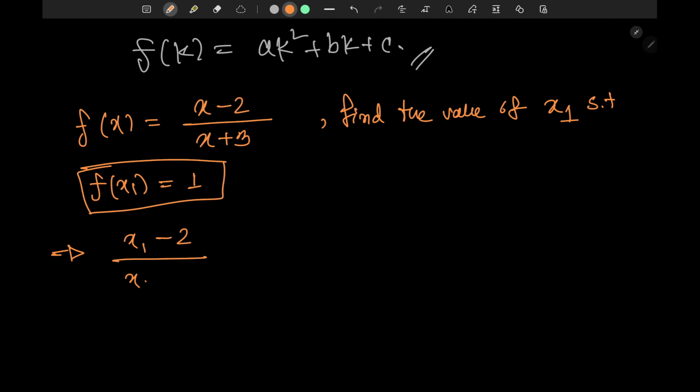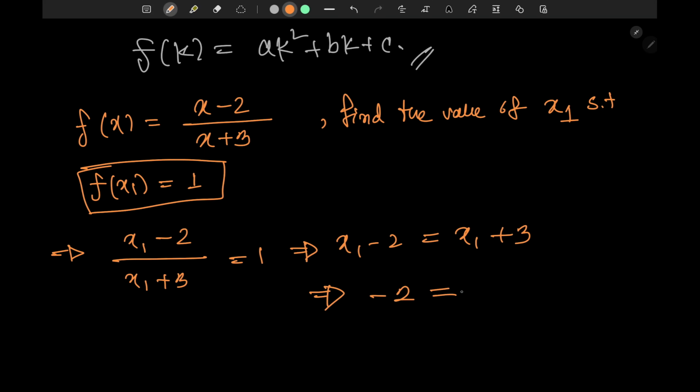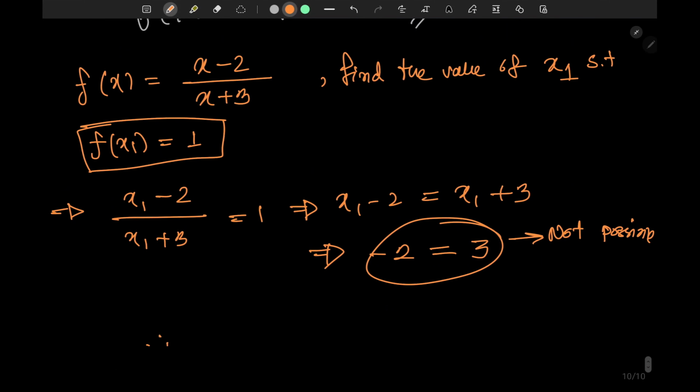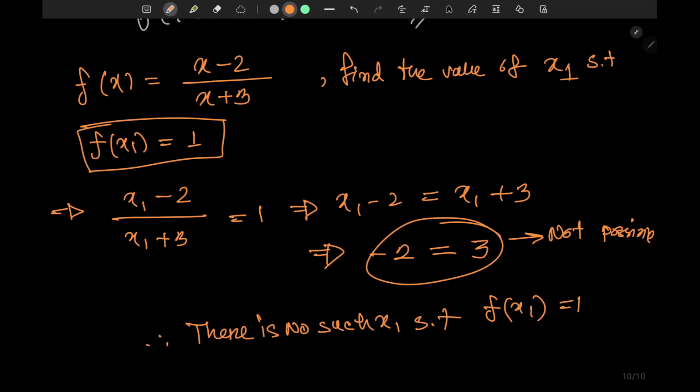You write the whole thing. You do the algebra. x1 minus 2 is equals to x1 plus 3. As you can see, this will give you minus 2 equals to 3, which is not possible because negative 2 is not equals to 3. So then you can write there is no such x1 such that f of x1 is equals to 1. And that's it. Okay? You can do a lot of algebra like this.